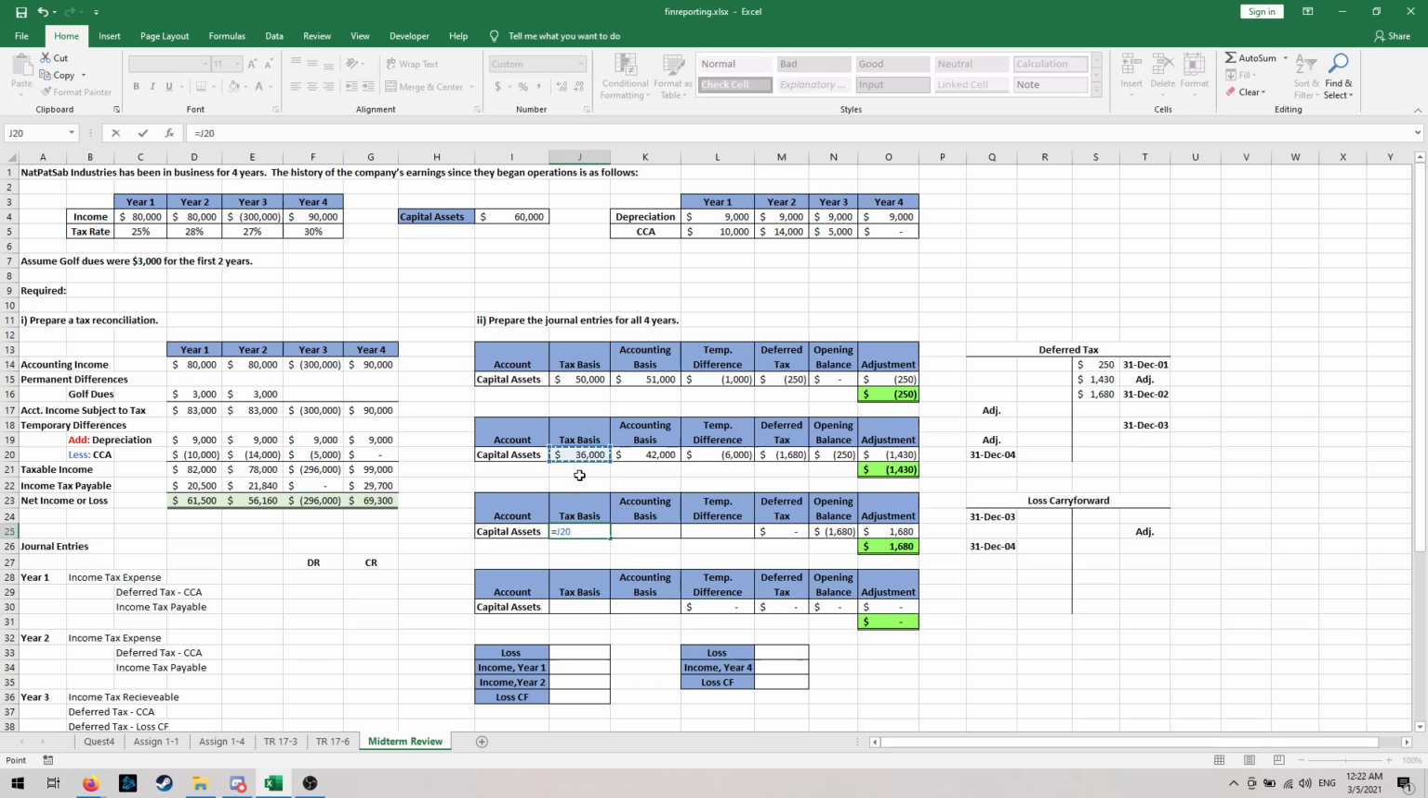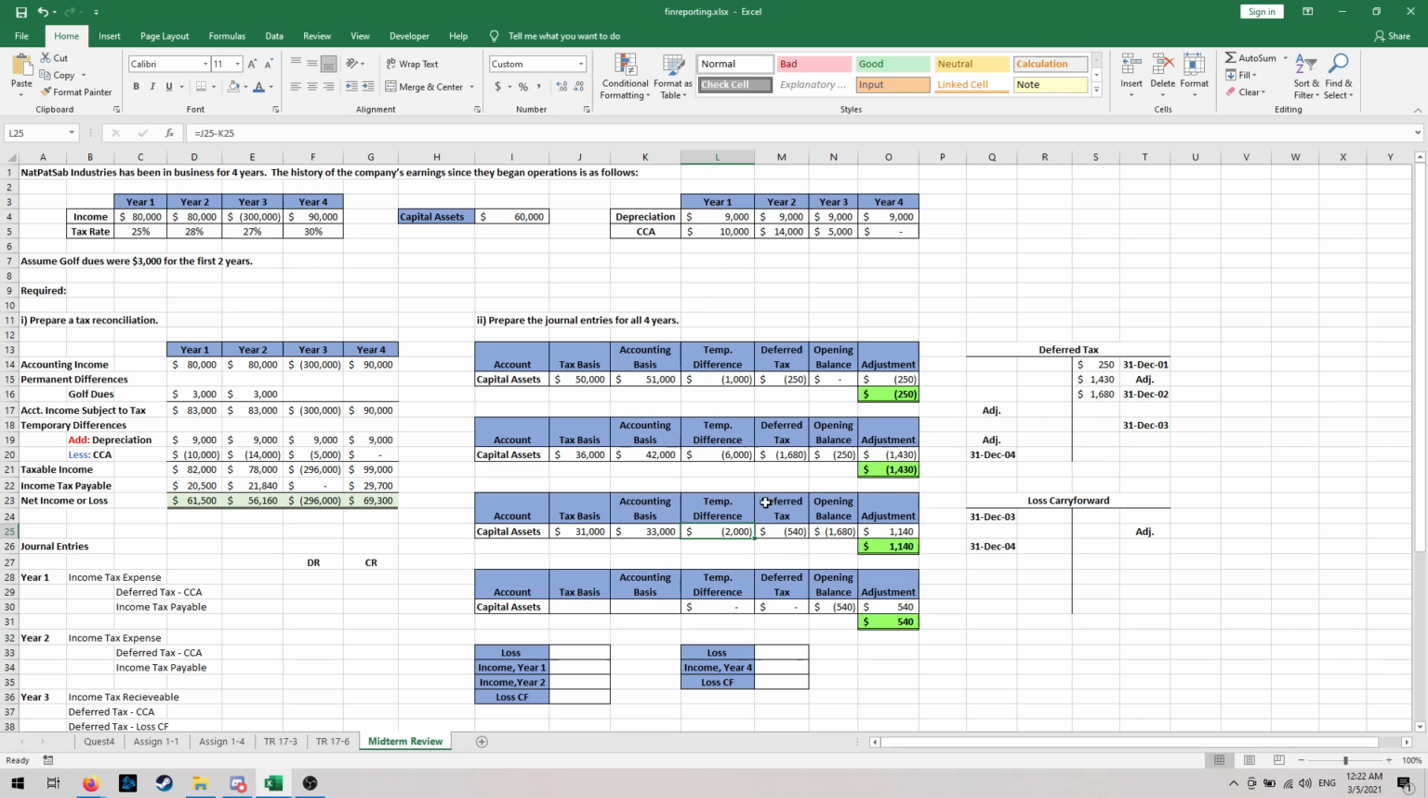Our tax basis is equal to $36,000 minus $5,000. And our accounting basis is equal to $42,000 minus $9,000. So our temporary difference is equal to our tax basis minus our accounting basis. And you can see that even though we took more depreciation than CCA in this year, we still have a negative temporary difference because the differences were so large in the previous years. We haven't caught up and reversed this yet.